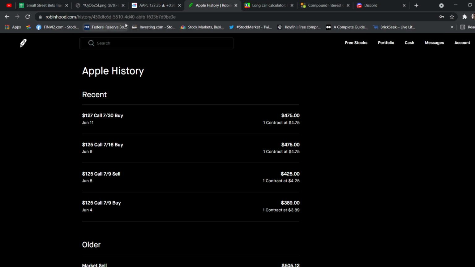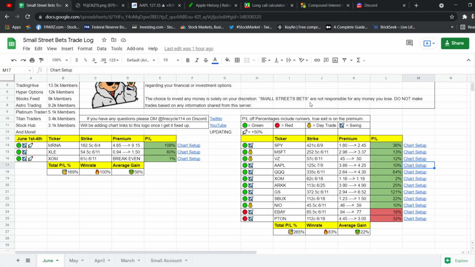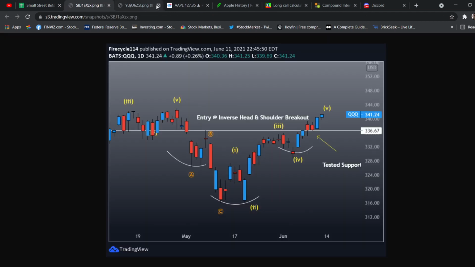We're only looking for 5% a week. We got a whole month. I'm very excited and hyped for this week and the upcoming week, and definitely we can hit that goal of 5% a week. The next trade we did was on QQQ.